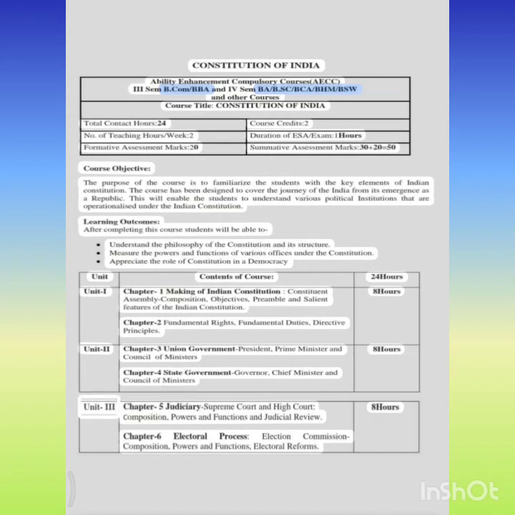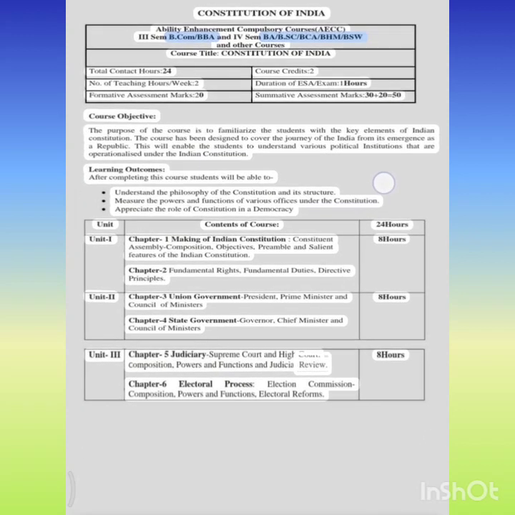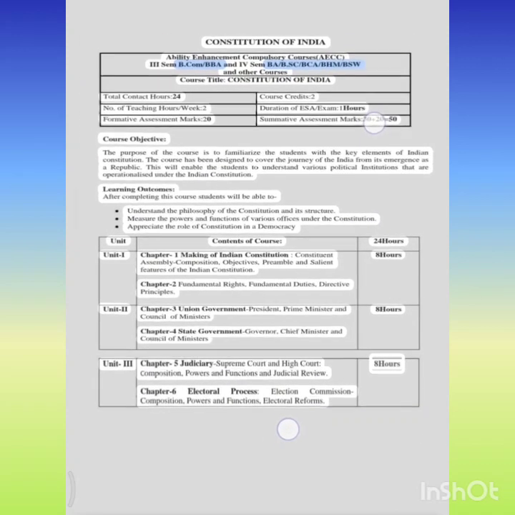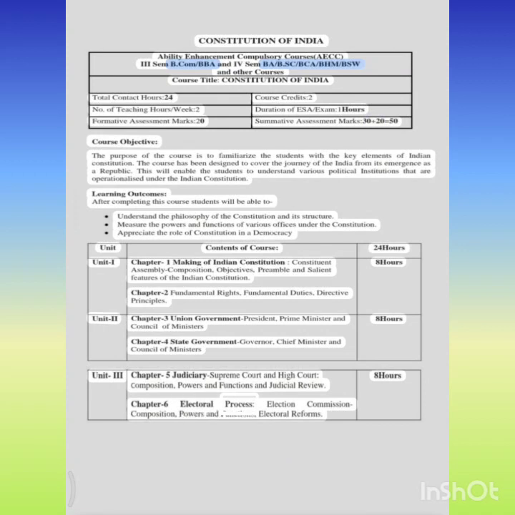Unit 3. Chapter 5: Judiciary, Supreme Court and High Court, composition, powers and functions, and judicial review. 8 hours. Chapter 6: Electoral Process, Election Commission composition, powers and functions, electoral reforms.